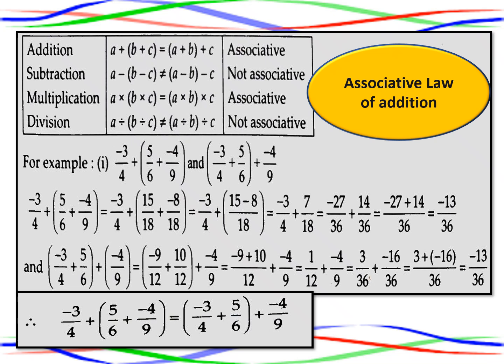Finally you reach minus 13 by 36. It is the same. So the associative property of addition is very useful when we solve sums. We have a few examples where otherwise we wouldn't take this property for calculations and simplification of sums. But if we take it, it is very easy, and in the previous presentation it was already shown how we combine the similar denominators. That is exactly what the associative property is.